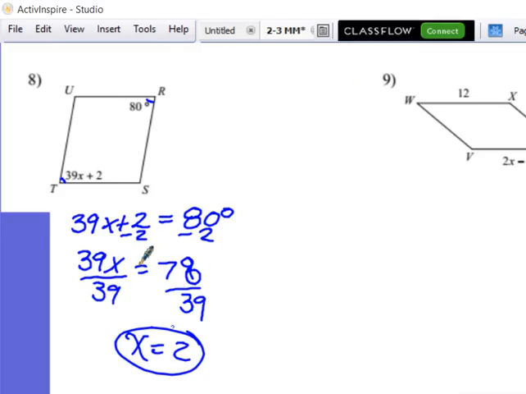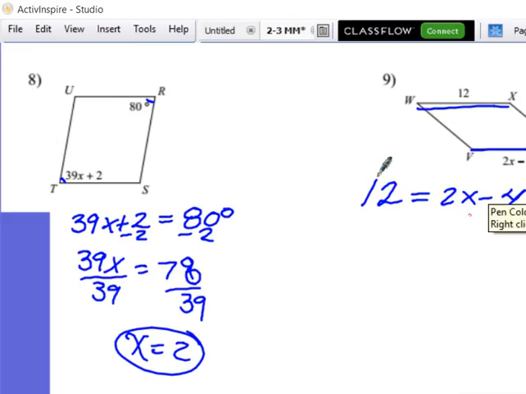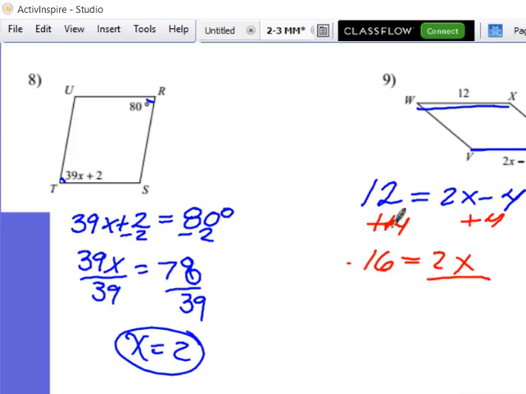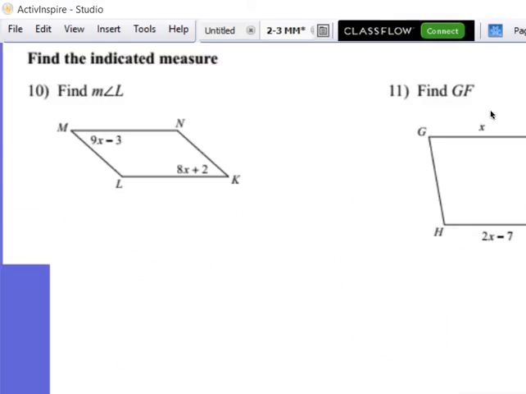Looking at number 9, the true statement is those two sides are equal. So 12 is equal to 2x minus 4. We're moving across an equal sign, so we'd add 4. So I'm struggling today, aren't I? So we have 16 equals 2x, divide by 2. Yep, and we're done. Yeah, that's really it. Now notice in this one it says find the measure of angle L.